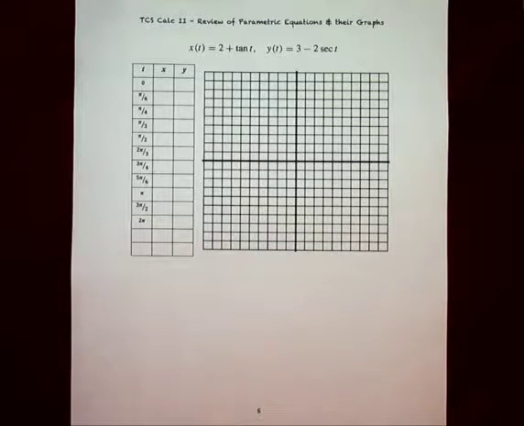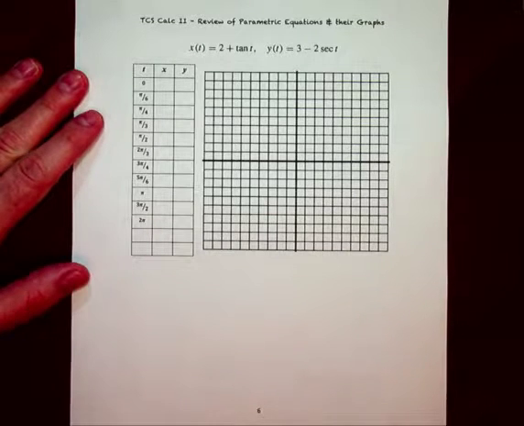This is the second video on the review of parametric equations and their graphs. When we encounter something like this one, where x is equal to 2 plus tangent t and y is equal to 3 minus 2 secant t, what we need to recognize is the fact that this is also a conic section, and this winds up being a hyperbola.